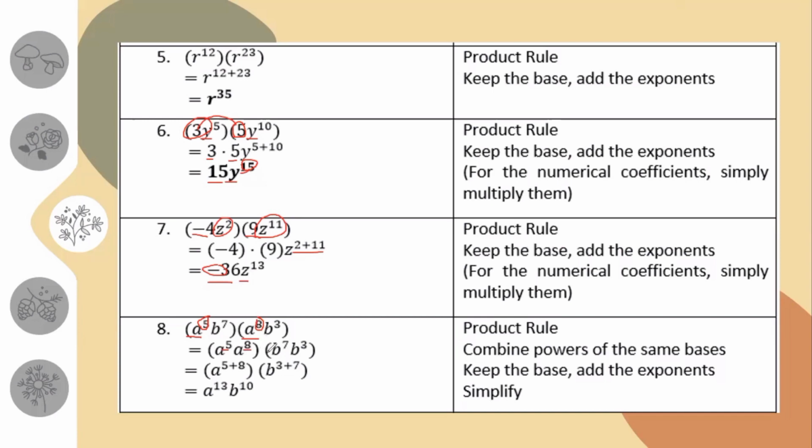Next, separate din natin yung b raised to 7. Ito po, dito yan nakuha, b raised to 7. And then, b raised to 3. Ito siya. So now, we are ready to simplify this. We have a raised to 13. Kasi 5 plus 8 will give you 13. And b raised to 10.